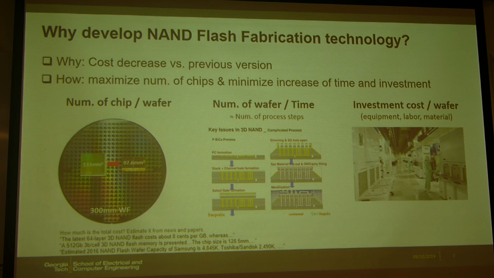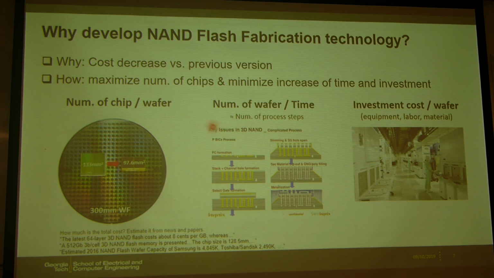But what I mentioned, that the 30% cost decrease is true when the other factors are maintained the same. That means there is also the other factor, the number of wafers per time.